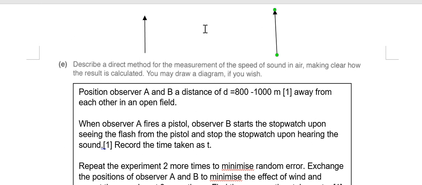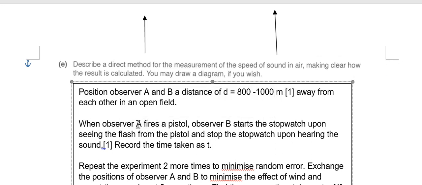You can just draw A and B and the distance between them to be 800 to 1000 meters. In your textbook it is 800, but some places write 1000, so it doesn't really matter. So just 1 mark for the distance they are apart. It has to be roughly this distance, due to the speed of sound, so it will take about 3 seconds for the sound to travel from A to B, if A fires the pistol.